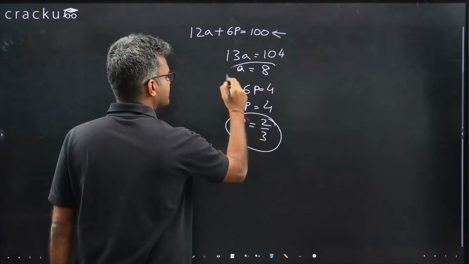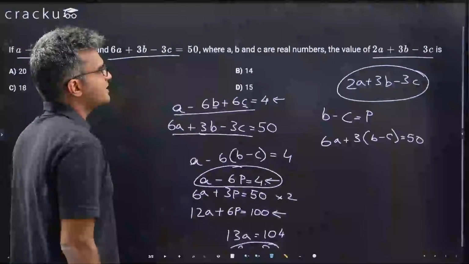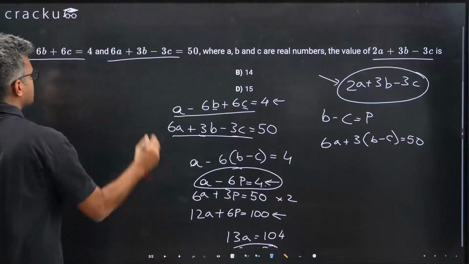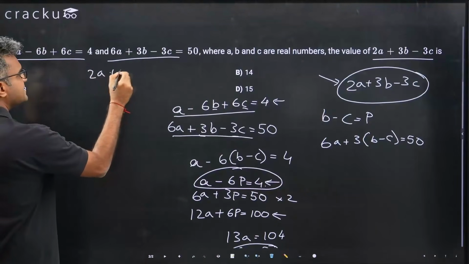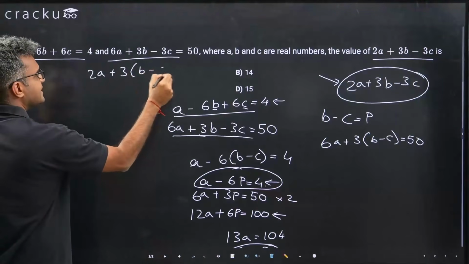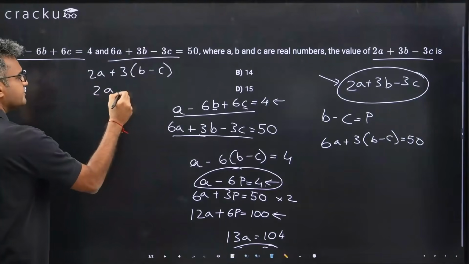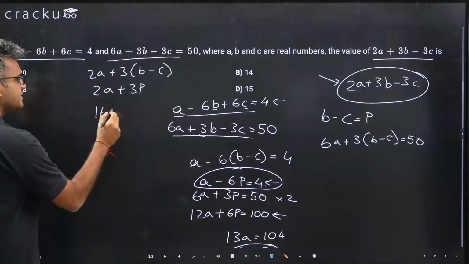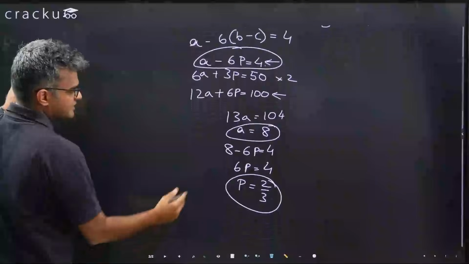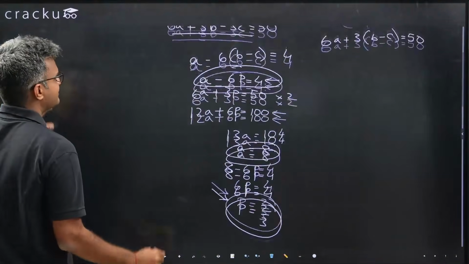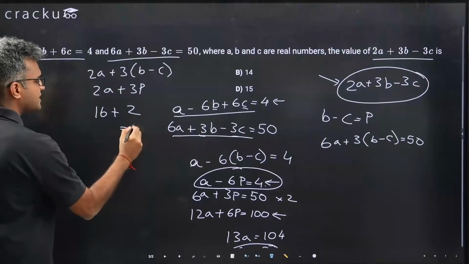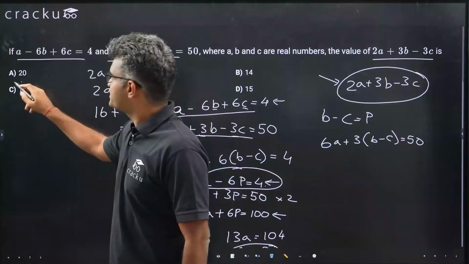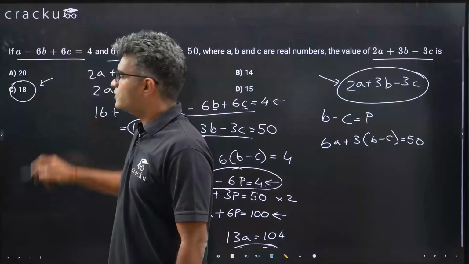Now what are we required to calculate? What we are required to calculate is 2a plus 3 times b minus c. 2a plus 3 times b minus c is simply equal to 2a plus 3p. A is equal to 8, so this is 16, and p, like we have calculated, is 2 by 3. So 3p will be 2. So the required answer is 18. So the answer for this particular question is option C, which is equal to 18.